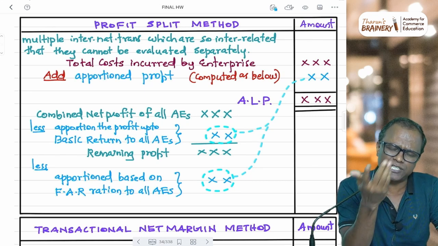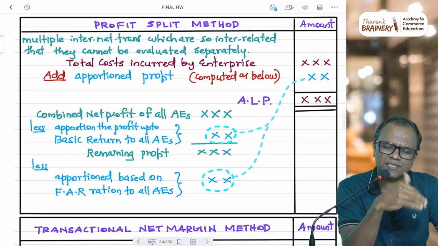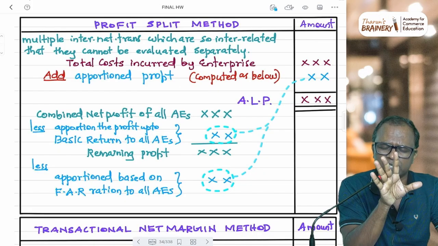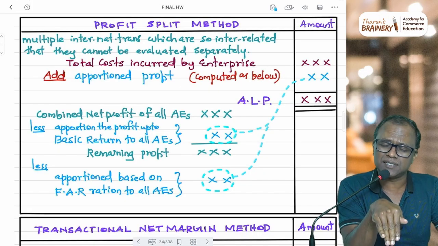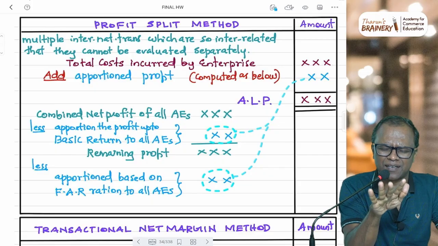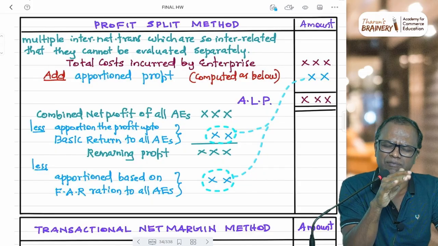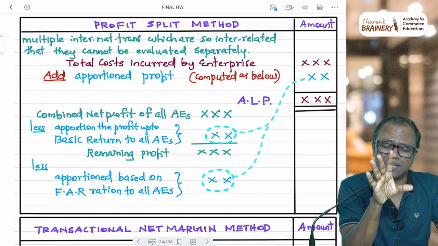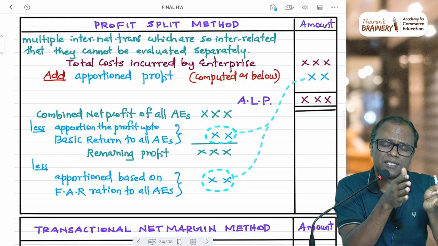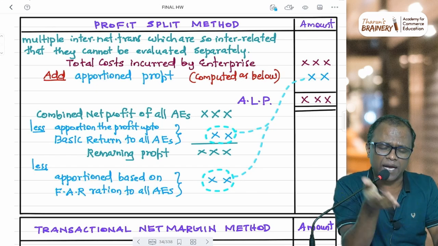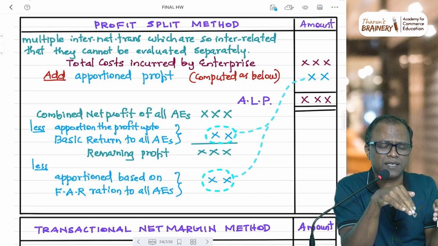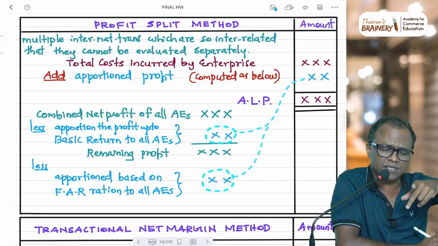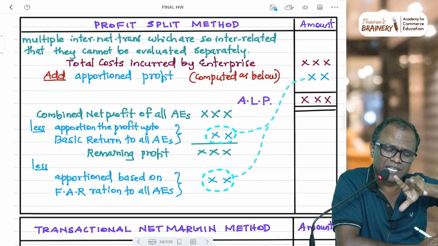FAR ratio is different. FAR ratio means, based on functions performed, assets employed and risk assumed in that international work, what fair return they have to receive. Basic return is a usual, very basic return. At least we should get this much. FAR ratio will definitely be more than the basic return. So if basic return and FAR ratio are both given, first the combined net profit should be allocated to all three entities based on basic return, and the remaining profit, if any, should be divided based on the FAR ratio. If a two-step division is there, that is known as the residual or residuary profit split method.